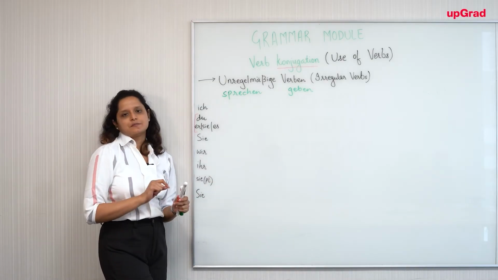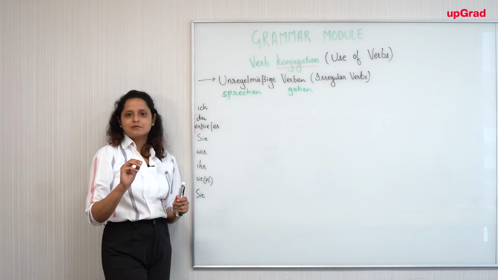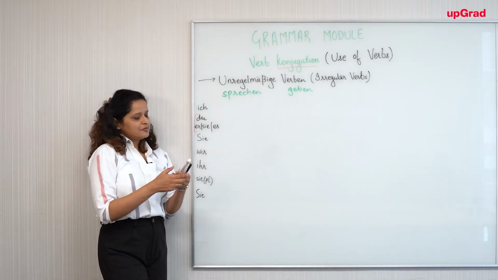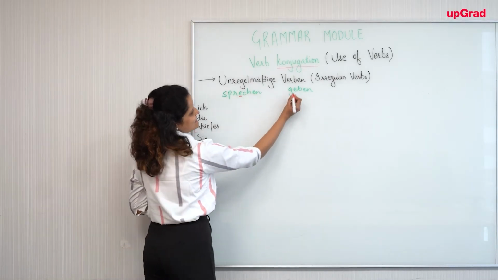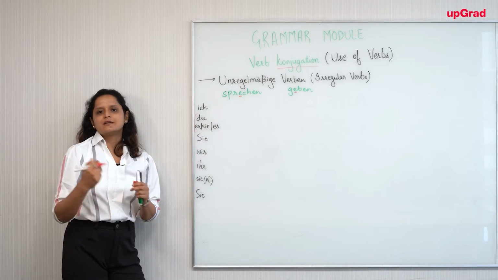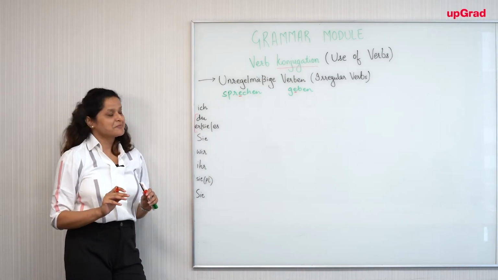Geben is to give something. So let's say I give you a pen. The verb that I will use in this case is geben. Now if you see, these verbs also have E in the stem, but they won't be conjugated like the previous verb that we saw. That's just a rule of grammar.